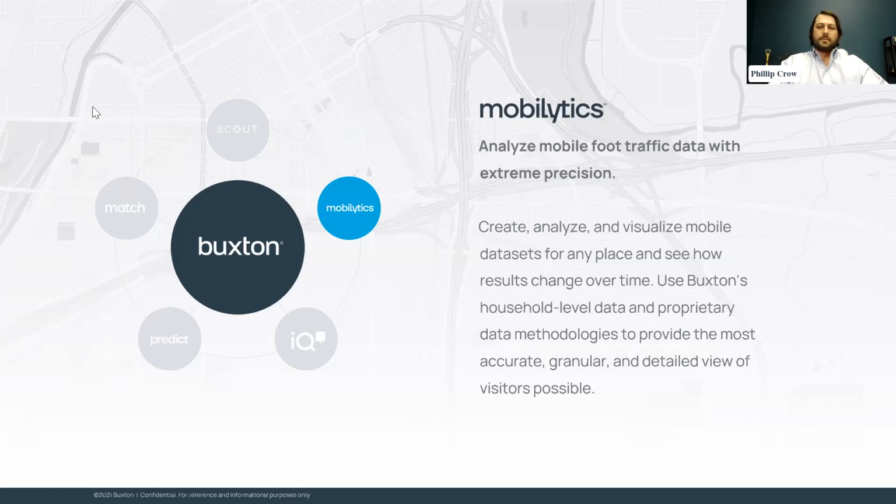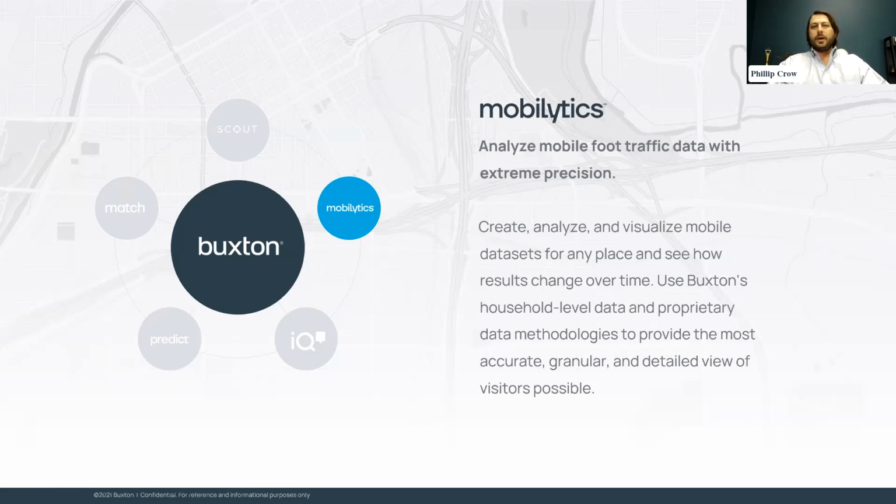Thanks, Philip. It's really interesting to know that this process started over a decade ago, and making sure that we have the right data and that we're able to make it actionable for our clients. So thanks for telling us about the history of it. What's one fact about Mobilytics that everyone should know about the product?